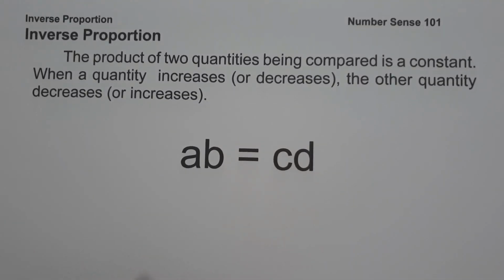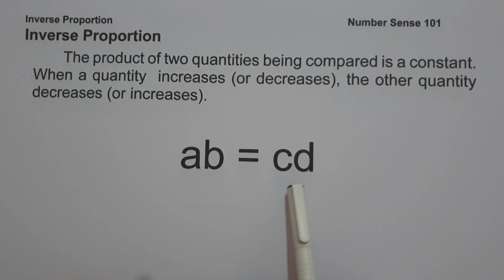For today's video, we are going to talk about what is inverse proportion and we are going to explain everything in details. So when we say inverse proportion, the product of two quantities being compared is a constant. So when a quantity increases, the other quantity decreases. And when a quantity decreases, the other quantity increases. And inverse proportion is written in the form of A times B equals C times D.